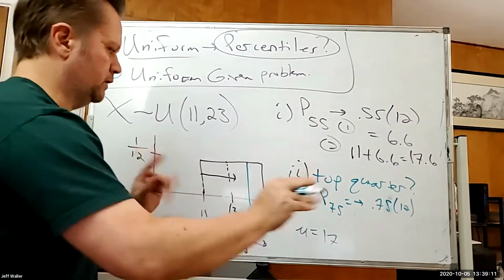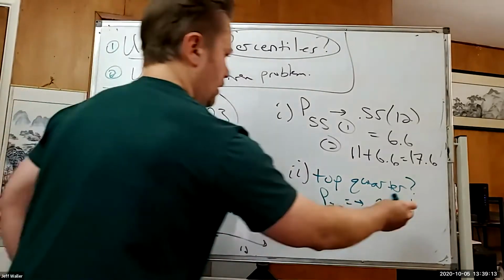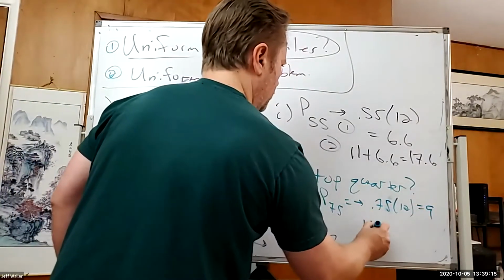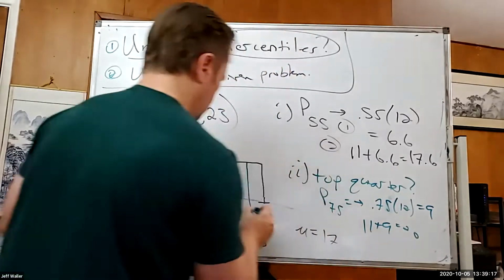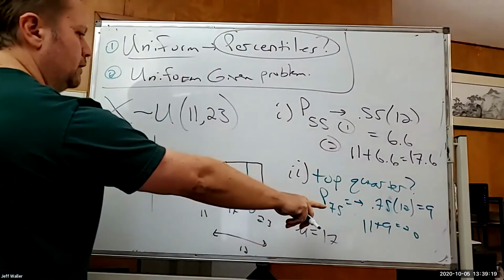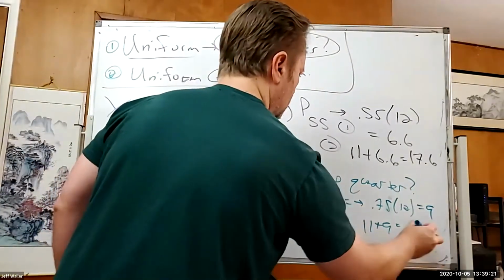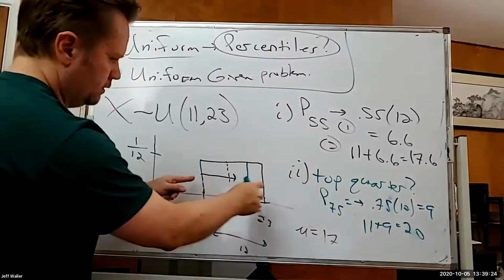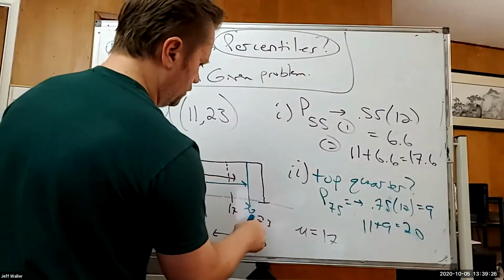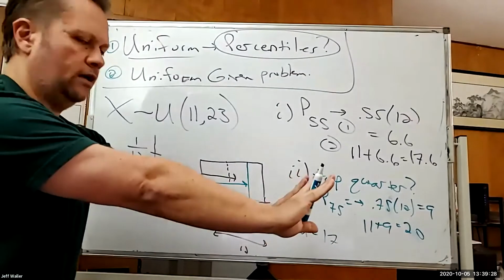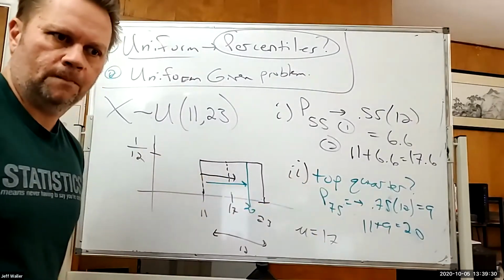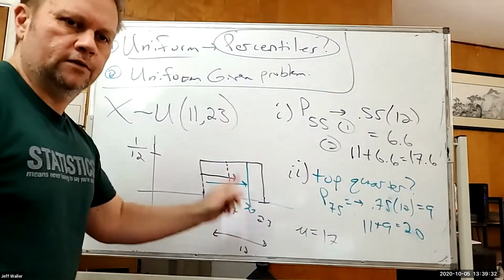Go 75% of the distance. That'll be 9. So now I do 11 plus 9 and I get 20. That'll be P75, which makes sense. It's a little further in now. It's closer to 23. That is 75% of the way in. That's where the top quarter starts.